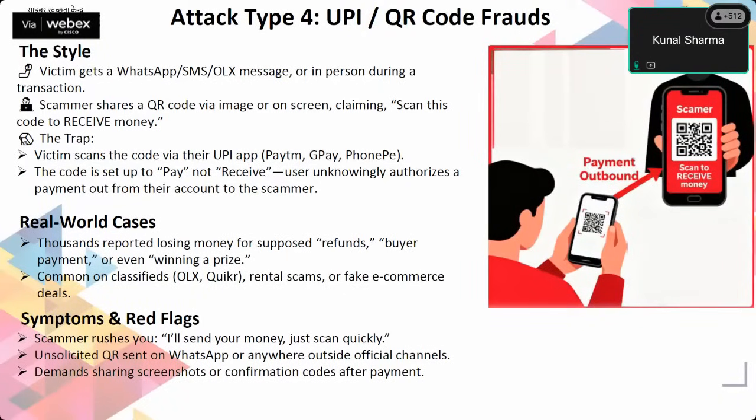So what are the red flags that we should see? A UPI code is always for sending money, never for receiving money. They have created a story that an OTP will come and you'll add the OTP and then the money will be transferred to your account, but it is actually the opposite. So we should have awareness about such attacks, where they say I'll send you money, just scan quickly. Unsolicited QR codes sent on WhatsApp or any other outside official channels, and demands for sharing screenshots or confirmation codes after payment. These are some of the red flags that we should see when such attacks happen.